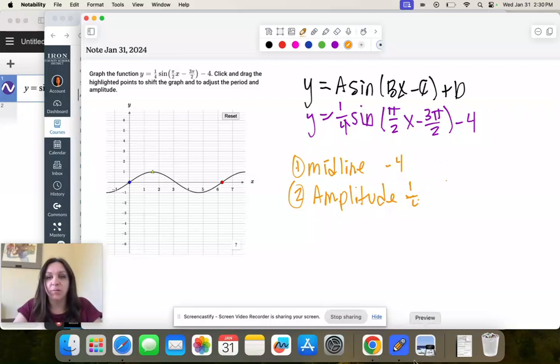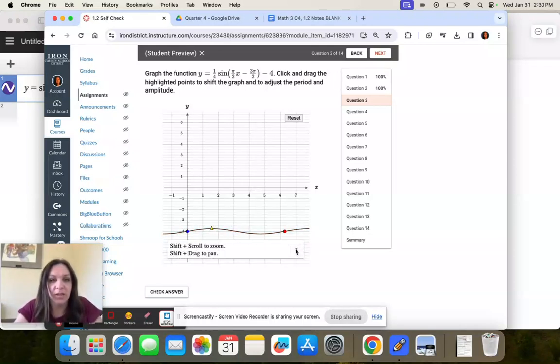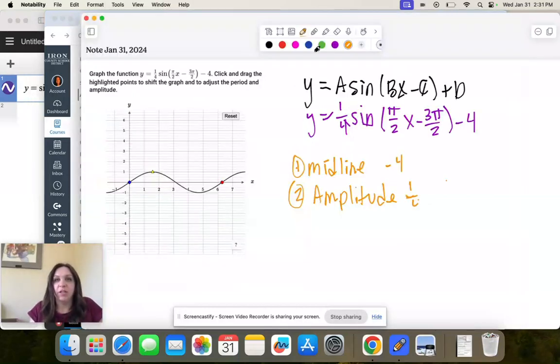So midline is -4. And then our amplitude is 1/4. So I want this to go up to just 1/4 up and 1/4 below. That's kind of hard to see. You might want to zoom in if you need to, but I went up to the first line. So I'm 1/4 above and 1/4 below. That's the amplitude.